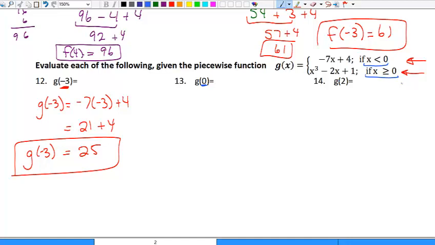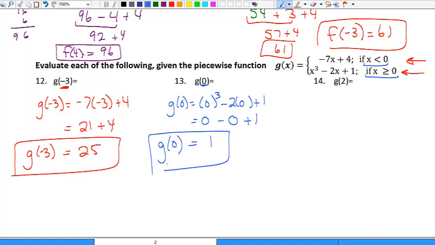Well, 0 is greater than or equal to 0 because of the "or equal to." So I am only going to plug 0 into the second rule, x cubed minus 2 times x plus 1. Plugging in 0 gives me 0 minus 0 plus 1, which is 1. So g of 0 is equal to 1. Don't try to plug it into the other one and hope that you just guess the right one. I won't, I'll pick the wrong one.